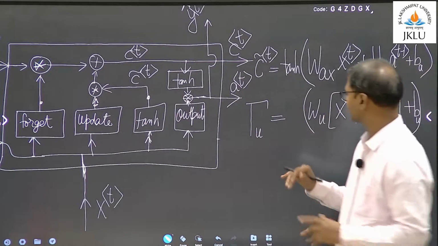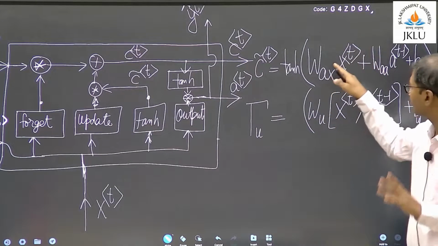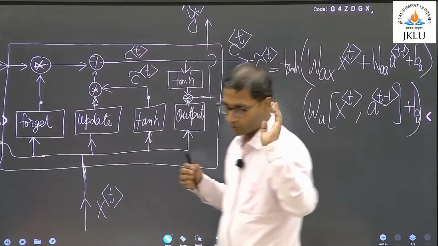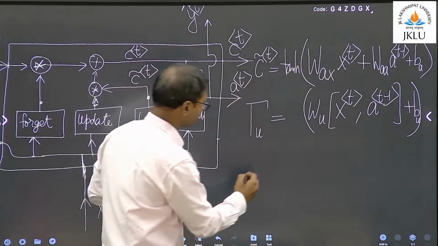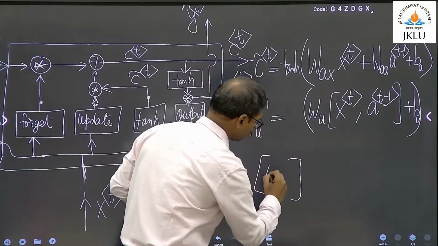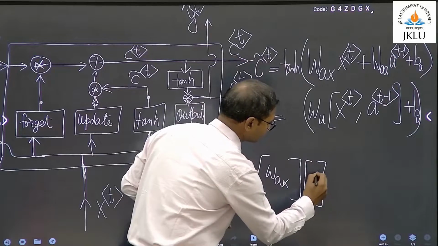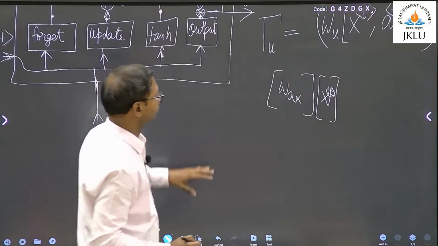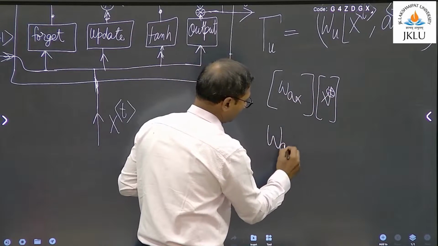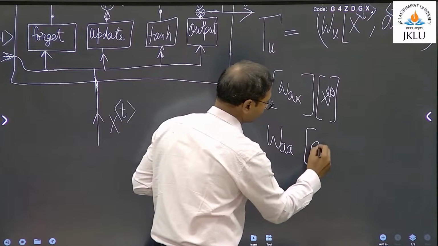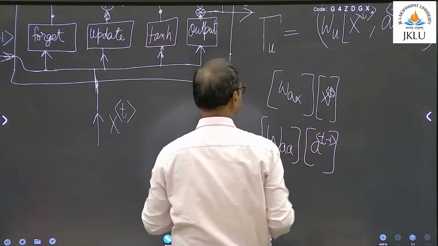I'm coming to everything. So what is this guy now? I want you to see a similarity here. See what I would have done. There's a step which you can fill in. See what is xt? So let me just quickly do it here. See, this is WAX, which gets multiplied with xt. Now what else is going on? WAA gets multiplied with at minus 1.